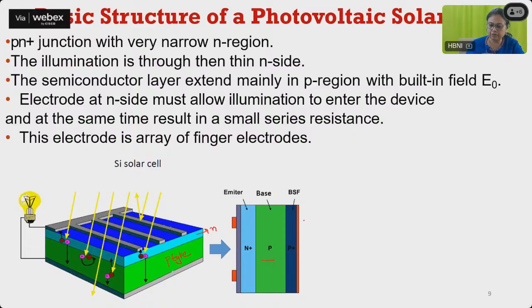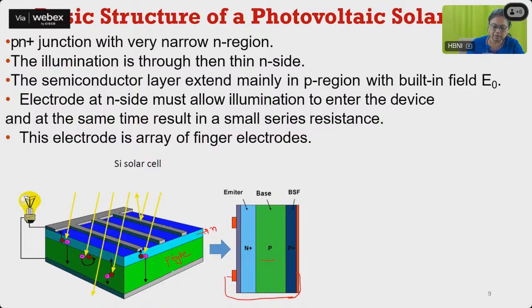Now we have the base: N is the emitter, P is the base, and electrical connection is taken from this side. The illumination is through the thin N side, so the photons are coming through this. The semiconductor layer extends mainly in the P region with built-in field.